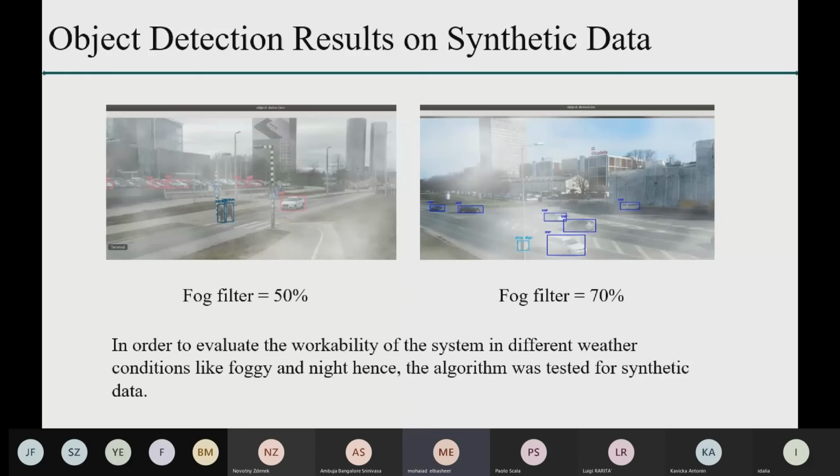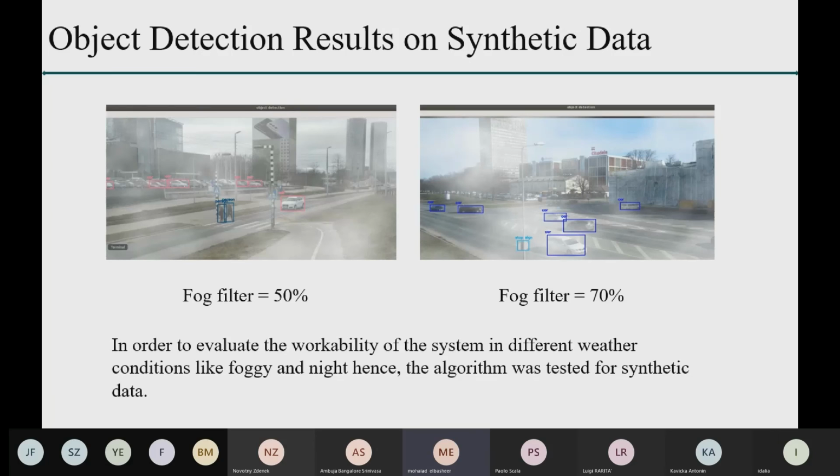We wanted to check this algorithm function in order to evaluate the workability of the system in different weather conditions. We used the fog filter and the night filter, and then tried to feed them to the algorithm to see if it is able to detect the images correctly.